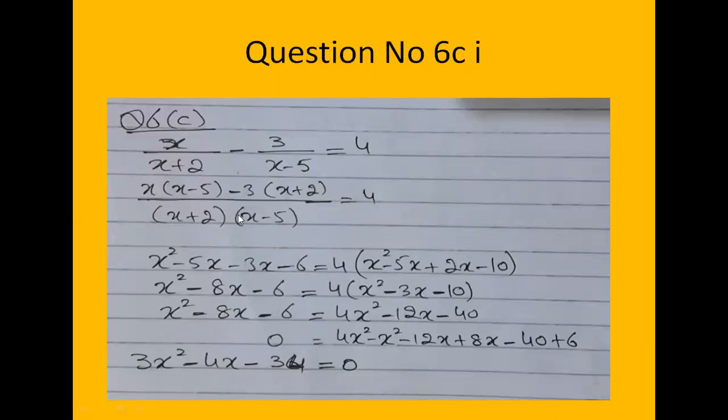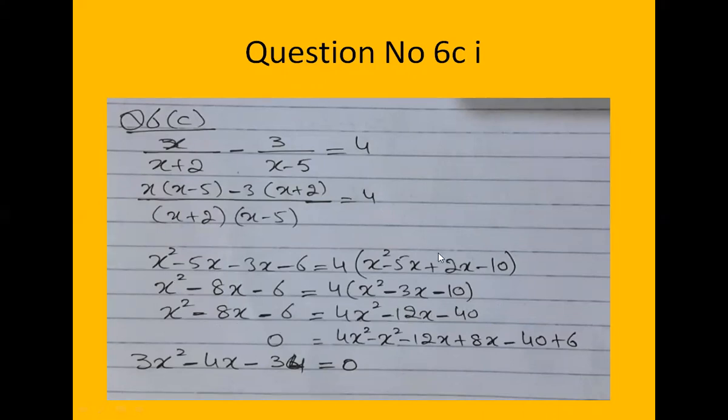These two brackets will multiply with each other, and they will go to the other side and multiply with 4. So you will have x squared minus 5x, 2x minus 10. So this is x squared minus 8x minus 6 equals 4 into x squared minus 3x minus 10. We will have x squared minus 8x minus 6 equals 4x squared minus 12x minus 40.